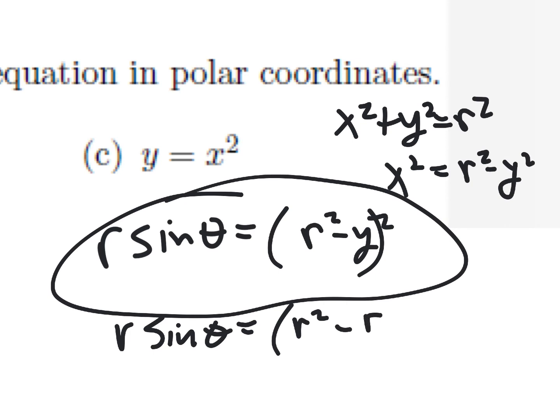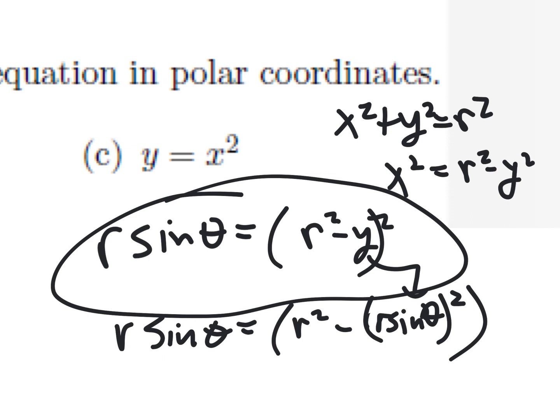y is r sine theta, squared. And then I just put that in. That's an r, just to clarify. Because y is r sine theta, isn't it? And since there was a negative in front and it was getting squared, I just thought I'd make it more clear by putting parentheses there. You don't have to have them.